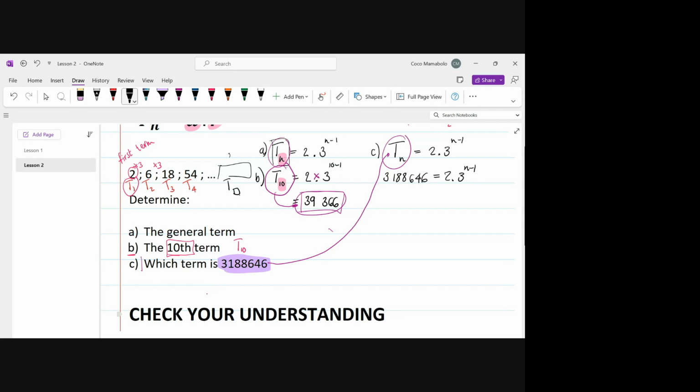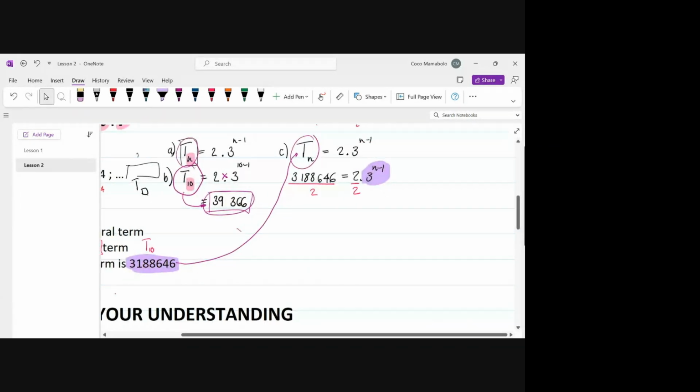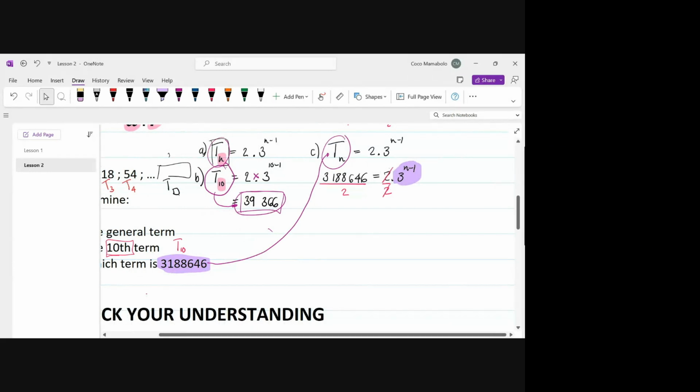Good. So now we're at this point. What is our next step? Remember, we're trying to solve for n, and n is in my exponent. My next step is to get rid of that 2, because my n is attached to 3, so I want this thing on its own first. So I'm going to divide by 2 on both sides. Are we all together, everyone?